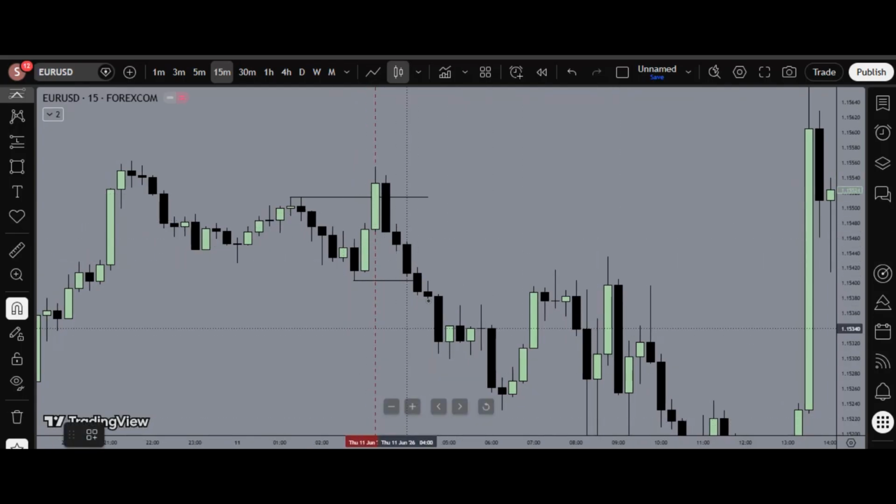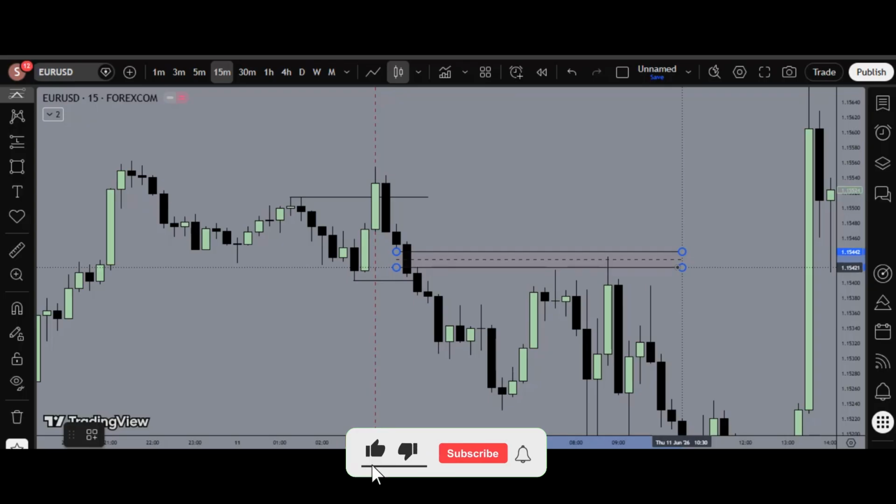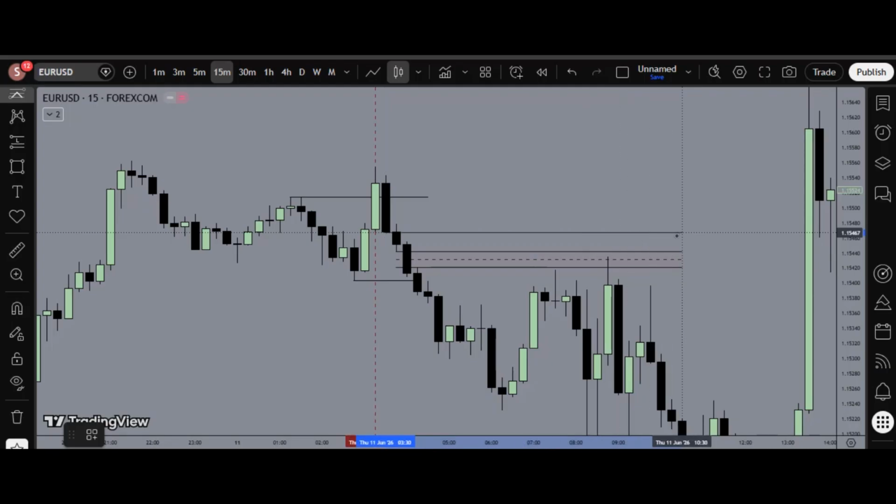So what we'll do is this. Price left a fair value gap here, you mark it. And it also left another fair value gap here, you mark it also. So whichever one price reacts from, that's the one we will use.